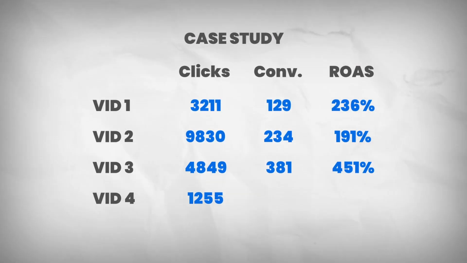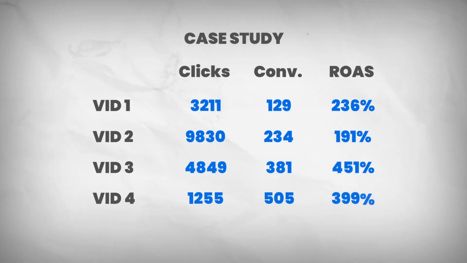Then the influencer angle got us the most transactions, 505, with a 399% ROAS. So the ROAS wasn't the highest we had, but we had by far the most profit because we had way more transactions there than any of the other angles.